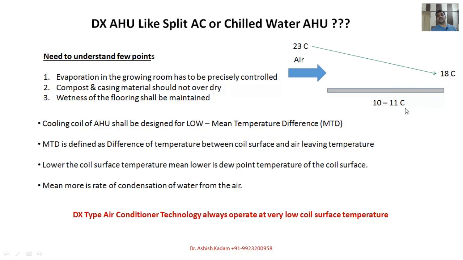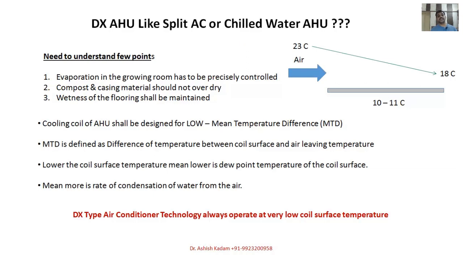So we have to remove this heat, and we need to cool down the air from 23 degree to 18 degree centigrade. So we require the cooling coil, where the surface of the cooling coil is at 10 to 11 degree centigrade. So of course, to maintain 10 to 11 degree surface temperature, we need to circulate the water little bit lower temperature than this. So this is basically the concept of the cooling of air with the cooling coil.